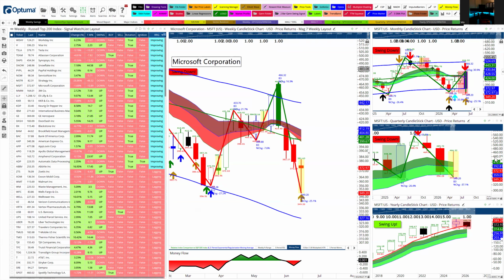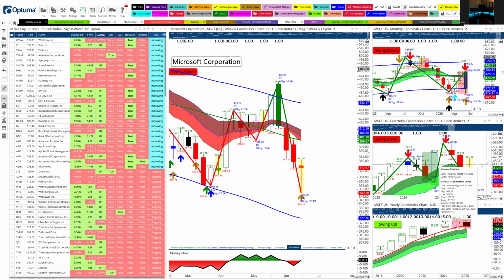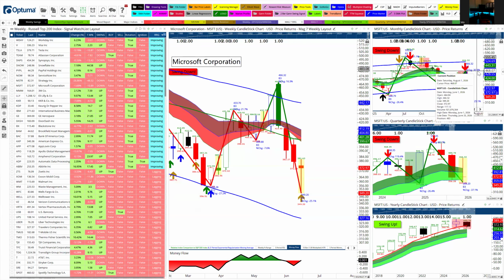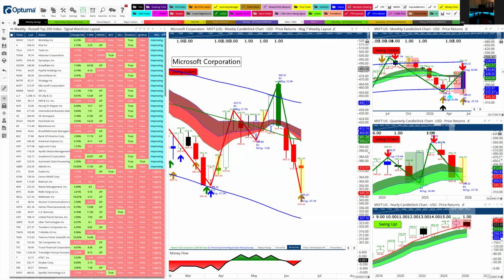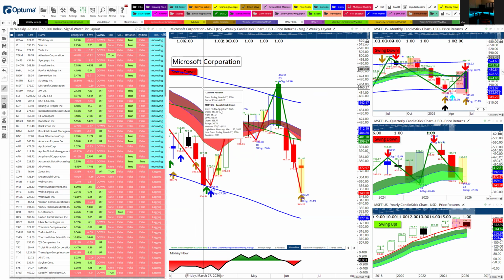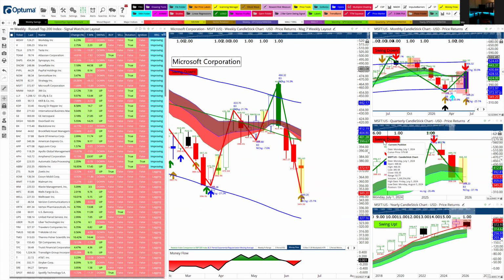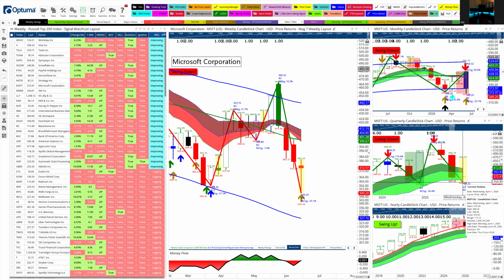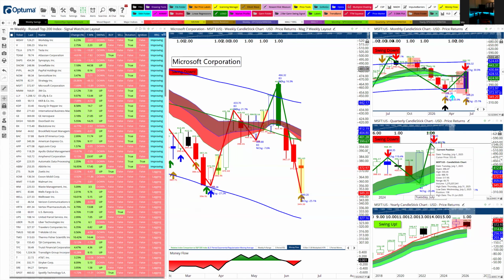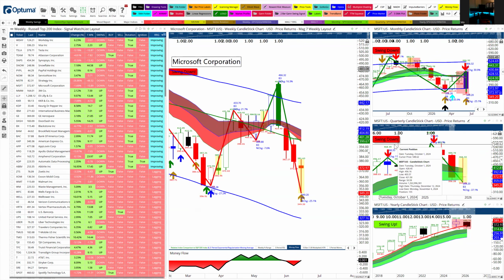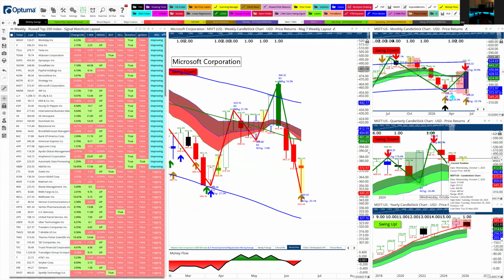Look at this story on the stock. Weekly swing is down, monthly swing is down, quarterly swing is down. You see right there now, with the new low, it actually flipped a quarter down now.